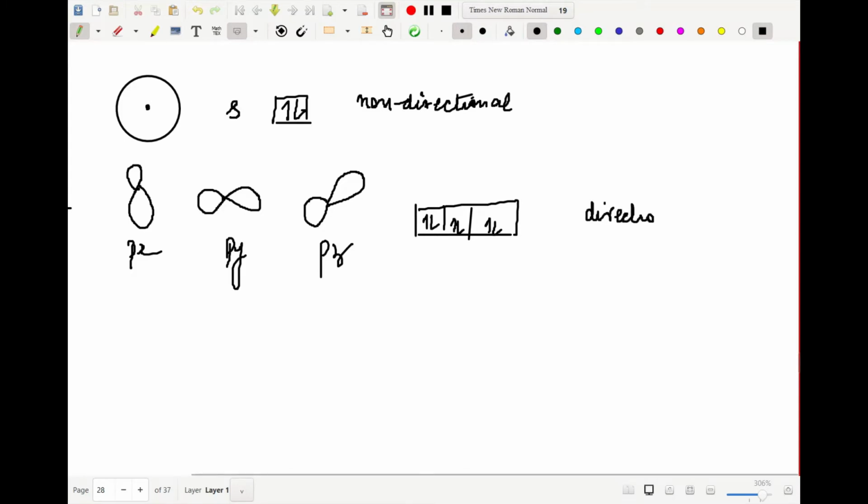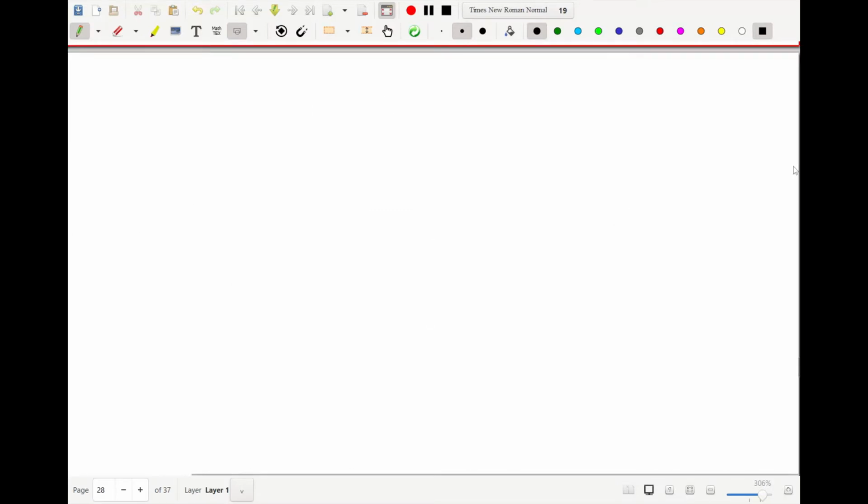Why is it highly directional? Because it is pointing in three different directions, in x, y, and z direction. Okay, so if I talk about the mixing of s and p orbitals, this is my s orbital, and this is my p orbital.